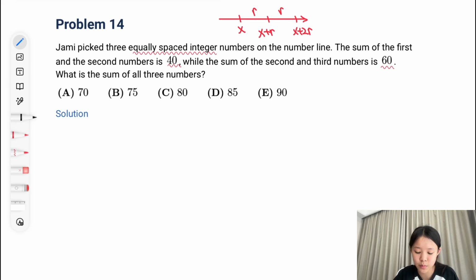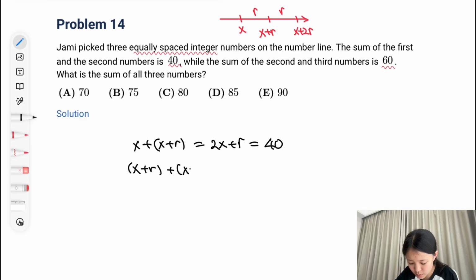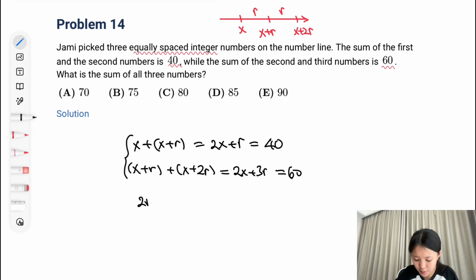The first and second numbers add up to be 40. So x plus r plus x plus r equals 2x plus r... equals 40. The second and third numbers are 60. So x plus r plus x plus 2r equals 2x plus 3r, which is 60. So we know that 2r equals 60 minus 40 equals 20. And that makes r equal to 10.